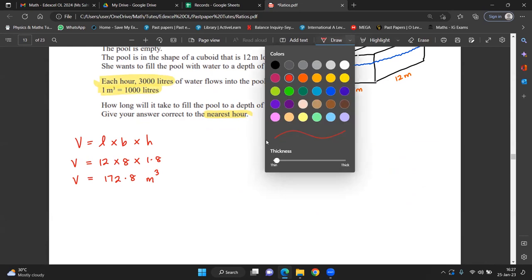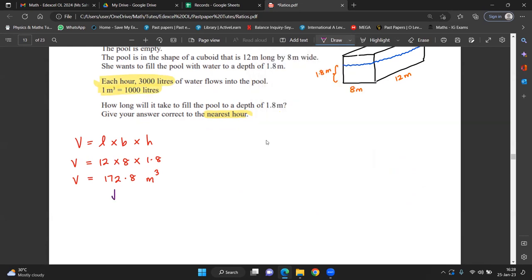Okay, we know 1 meter cube is 1,000 liters. Then this will be how many liters? Multiplied by 1,000, it will be 172,800 liters. Do you agree with me? If you multiply it by 1,000, yeah?